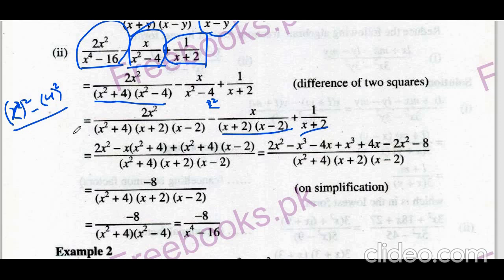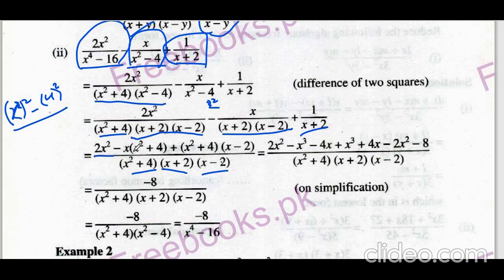Now take the LCM of the denominators. Here x squared plus 4, x plus 2, x minus 2. x plus 2 is already in the denominator for LCM, x minus 2 is already in the denominator for LCM, and this is also in the denominator. So the LCM for this whole algebraic expression is x squared plus 4, x plus 2 and x minus 2. All these three terms are in the denominator of this term, so we can't multiply anything with the numerator. We write 2x squared as it is.